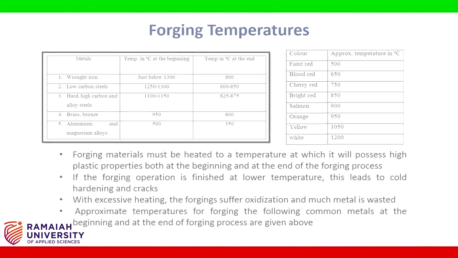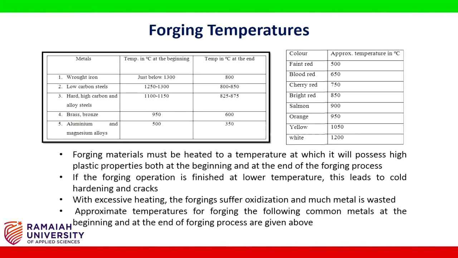Forging temperatures. Forging material must be heated to a temperature at which it will possess high plastic properties both at the beginning and at the end of the forging process. If the forging operation is finished at a lower temperature, this leads to cold hardening and cracks. With excessive heating, the forging suffers oxidation and much metal is wasted.